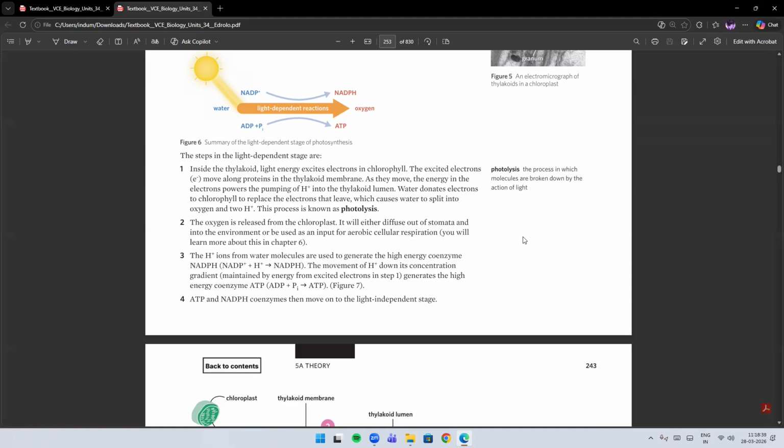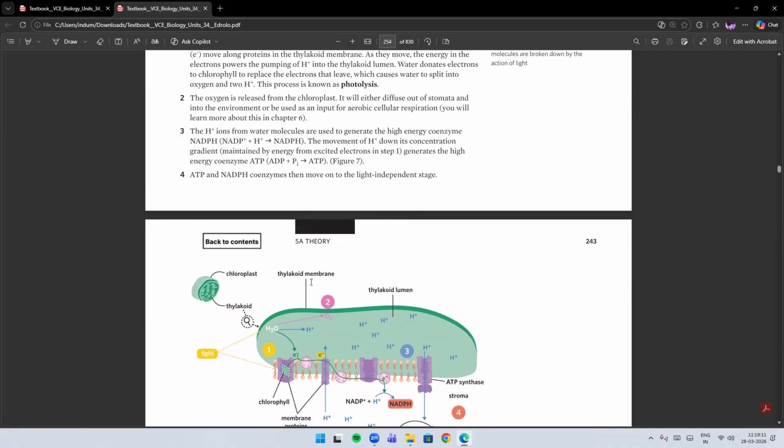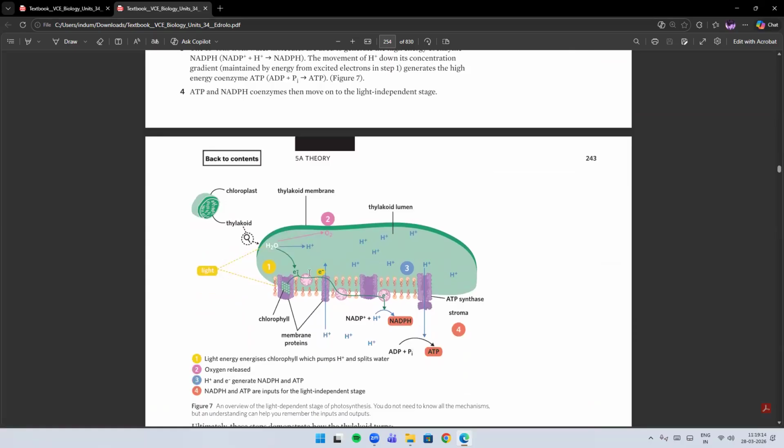Number 3. The hydrogen ions from water molecules are used to generate the high-energy coenzyme NADPH. From the reaction, NADP+ plus H+ gives you NADPH. The movement of hydrogen ions down their concentration gradient, maintained by energy from excited electrons in step 1, generates the high-energy coenzyme ATP. From the reaction, ADP plus inorganic phosphate gives you ATP. Figure 7. Number 4. ATP and NADPH coenzymes then move on to the light-independent stage.